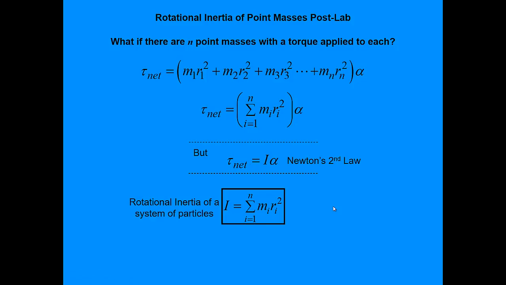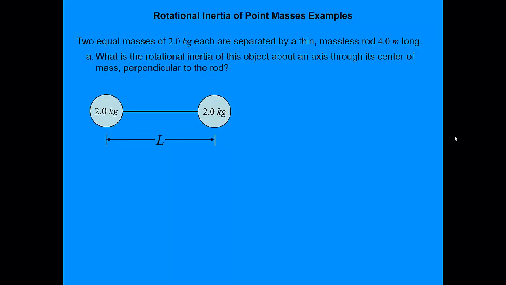But this is just for point masses. What happens if things are more complex? Well, we're going to need some more complex math, and we will get to that in the next several days. But for now, point masses. So let's say here that we have two 2-kilogram point masses. We can treat them that way if we just use the center of mass. And they are separated by a thin, massless rod 4 meters long. So I'm calling it L here so I can work symbolically, but L in this case is 4 meters.